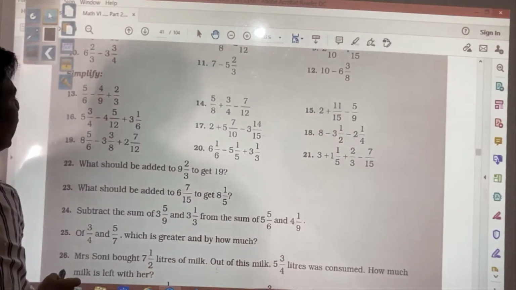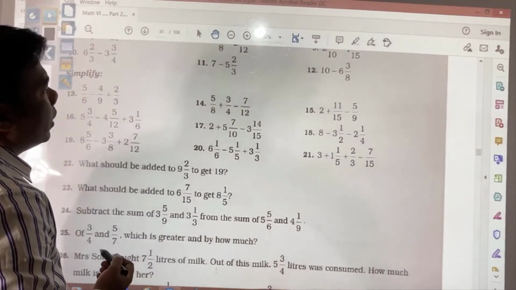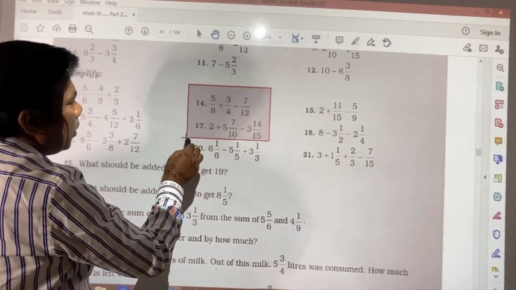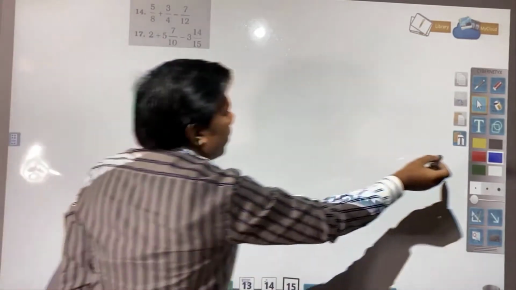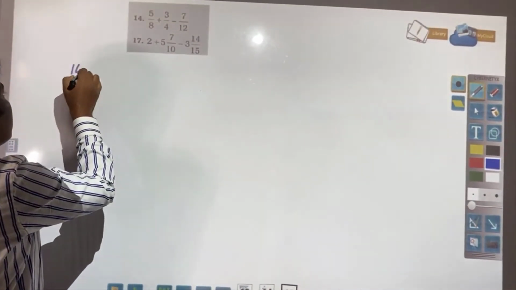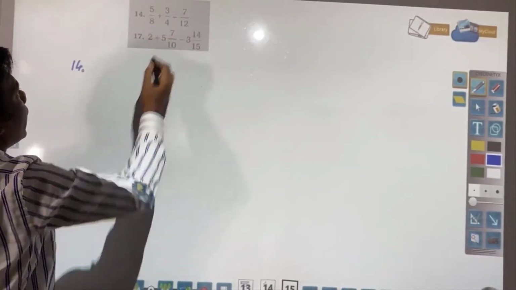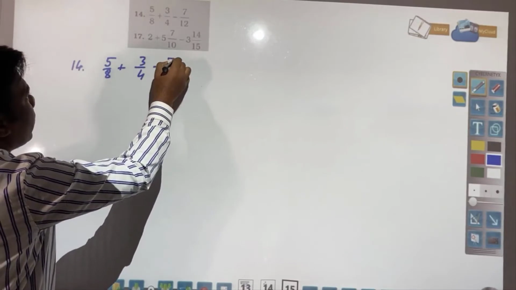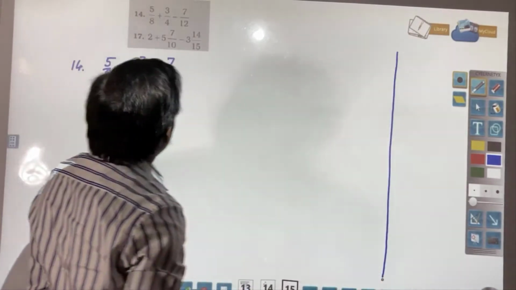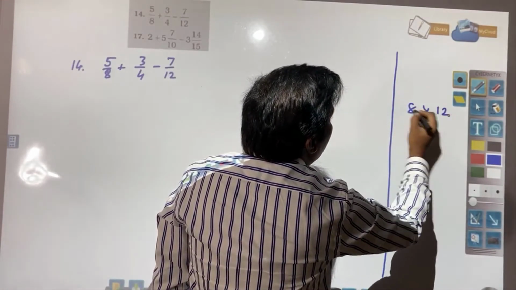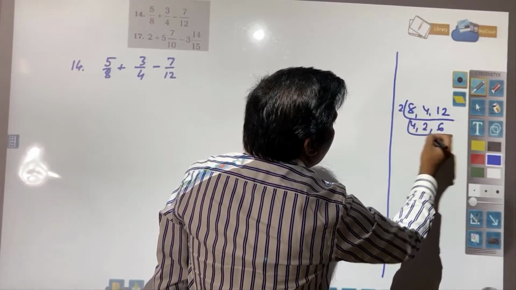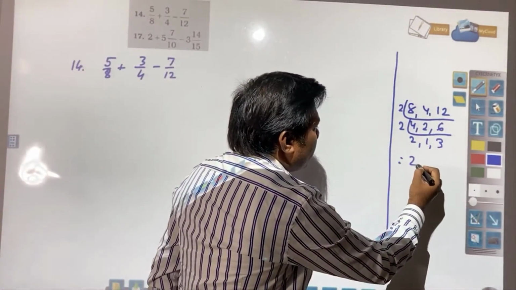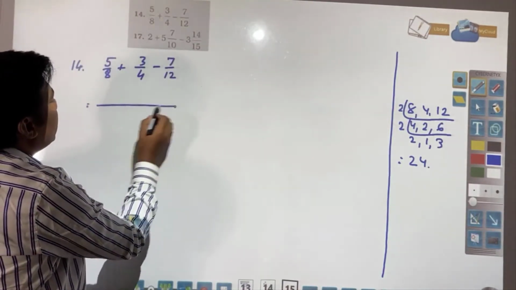Then you see simplification, where addition and subtraction are there together. See how we simplify this. Suppose we take both these questions. Here we have question number 14: 5 by 8 plus 3 by 4 minus 7 by 12. What will we do? We will find the LCM of 8, 4 and 12. 2 4s are 8, 2 2s are 4, 2 6s are 12, 2 2s are 4, 2 1s are 2, 2 3s are 6. So 2 2s are 4, 2 is 8, 8 3s are 24. Your LCM is 24, so here we will write 24.